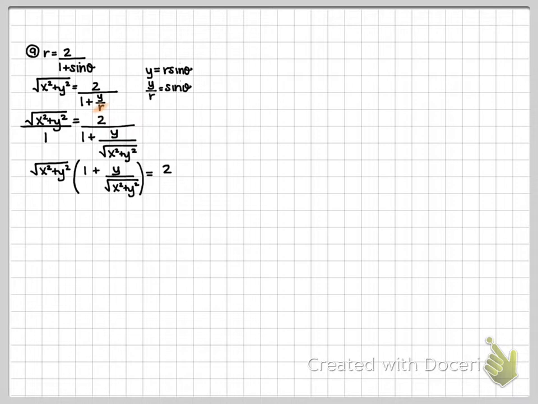So I'm going to go ahead and distribute the stuff on the outside. So square root of x squared plus y squared times 1 is just the square root of x squared plus y squared. Plus, now this is nice, when you distribute, you're going to have a square root of x squared plus y squared over a square root of x squared plus y squared, which cancels. So all I have is y. And on the other side I have 2.